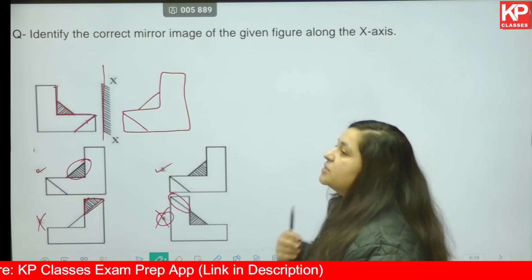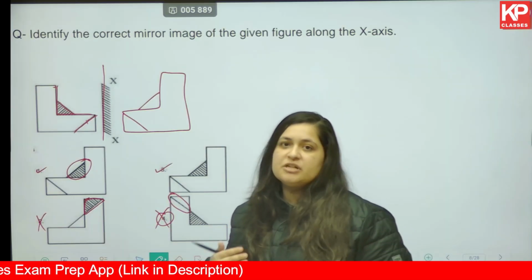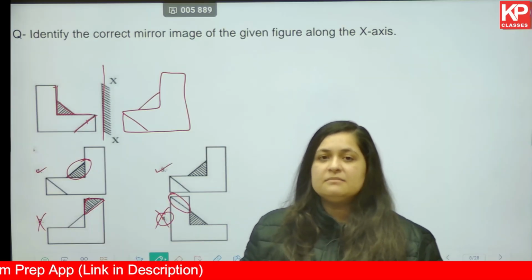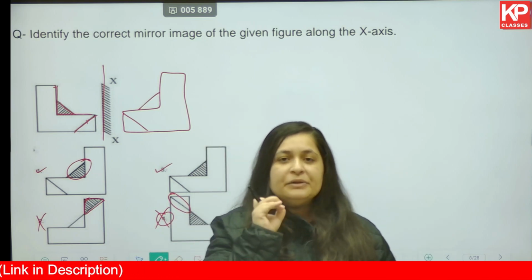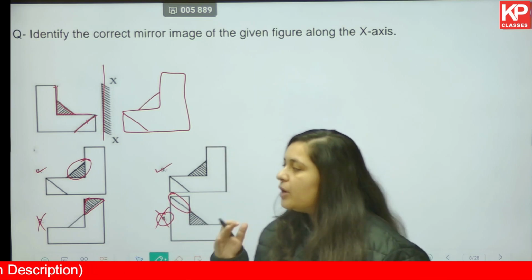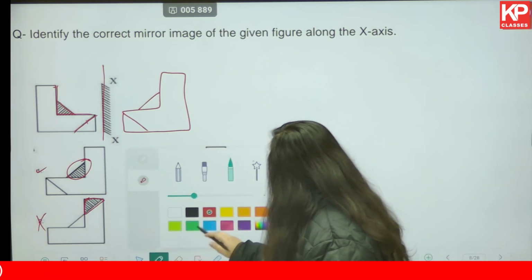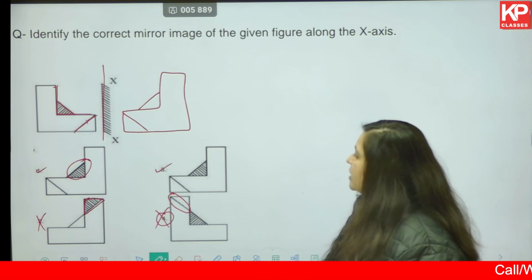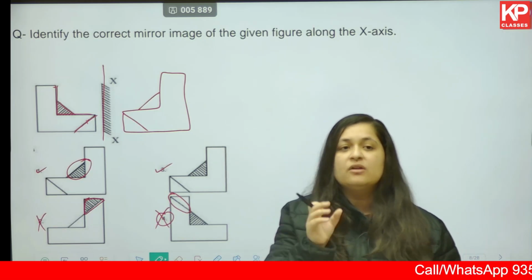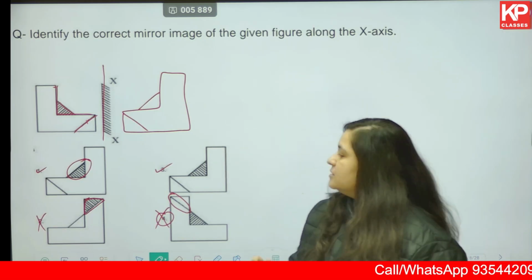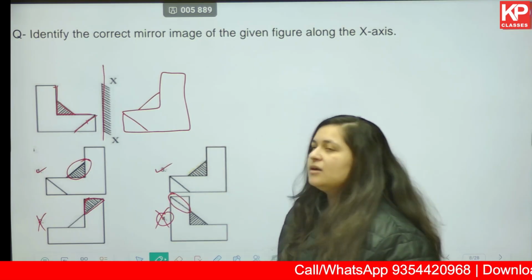You have to observe each and every element very carefully. If the question is very easy, many times they ask you something which has a minor thing you have to observe to identify the correct answer. Now if you look closely, the first thing you will observe is that the hatch lines are not equally placed. What does this mean? The gap between these hatch lines is not equal.